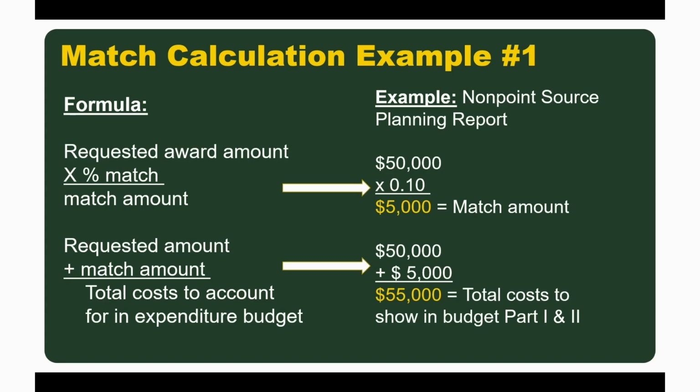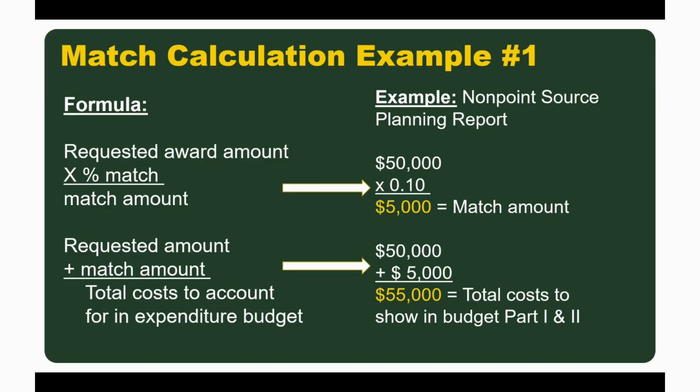On the left of this slide, you'll see two simple formulas. The first is to calculate required match based on your requested amount. This is calculated by multiplying your requested amount by the percent match, which is 10% for all project types in this funding round. The second formula on the bottom left is to calculate the total project cost to account for in the budget for your NPG application. The value is calculated by adding the requested amount to the required matched amount, determined from the first formula.